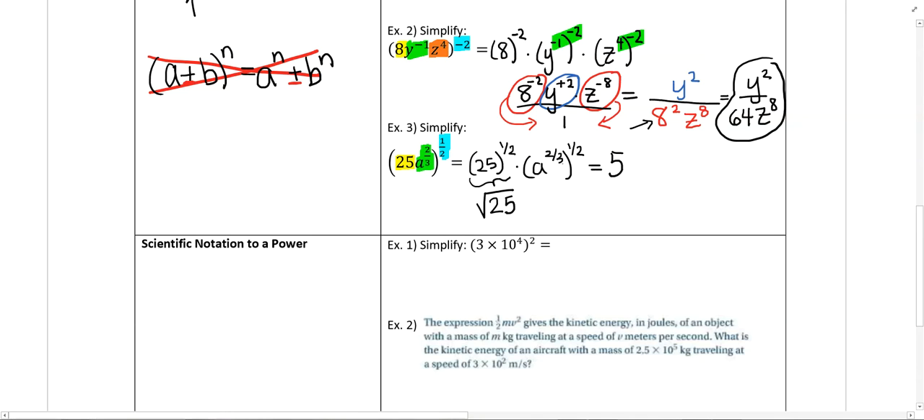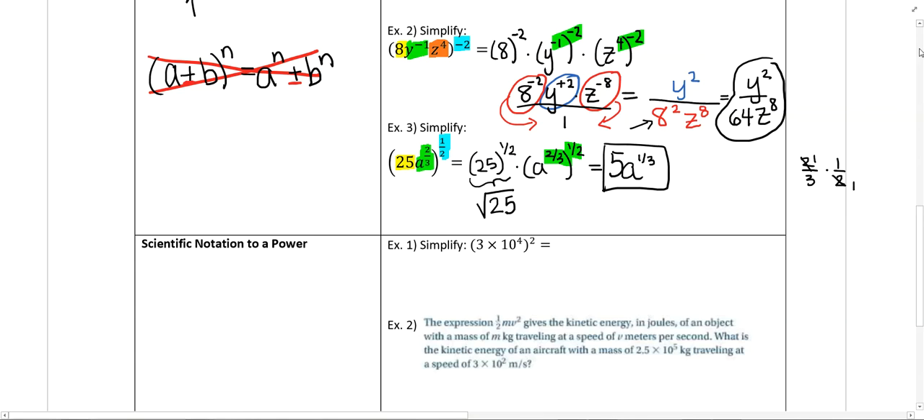A to the 2/3 to the 1/2 power. This is a power to a power rule, so these are going to multiply. When I do the fractions, sometimes I like to do the multiplying of the fractions on the side. So that's an option you can do. I'm just going to do this on the side. So 2/3 times 1/2. The 2's will cancel, and so I get 1/3. So the answer is 5 times a to the 1/3 power.